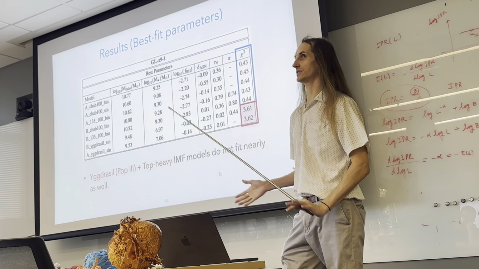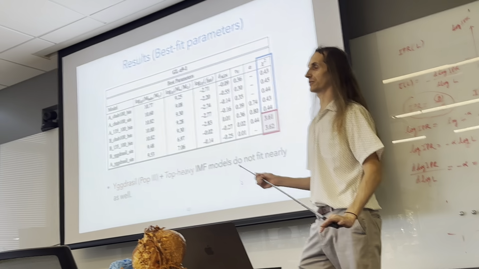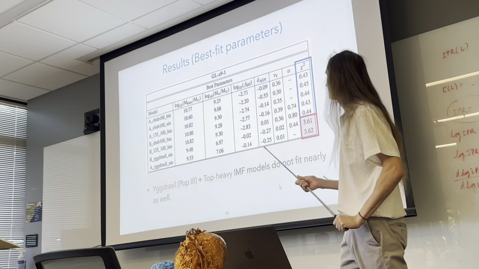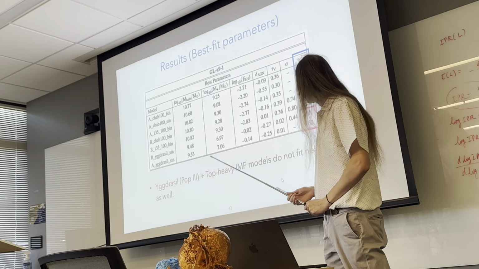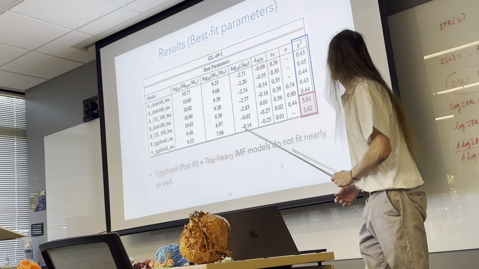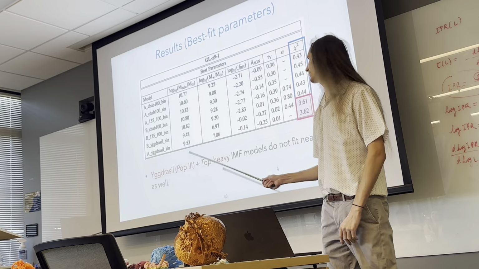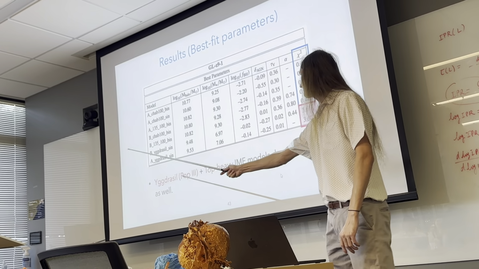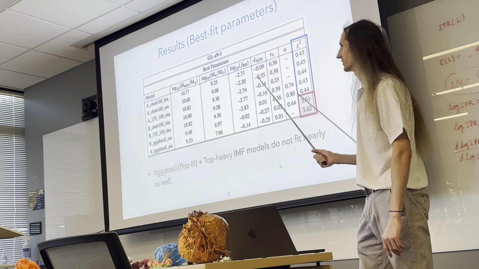So there's a lot of results to talk about here, and I don't have time to go through everything. So I'm going to cover some of the most important trends that we see in our results. So first off, some of the models fit very well, some of them didn't. Particularly the ones that used a top-heavy IMF and Population III stars, what are called the Yggdrasil models. These ones didn't fit nearly as well as any of the others.